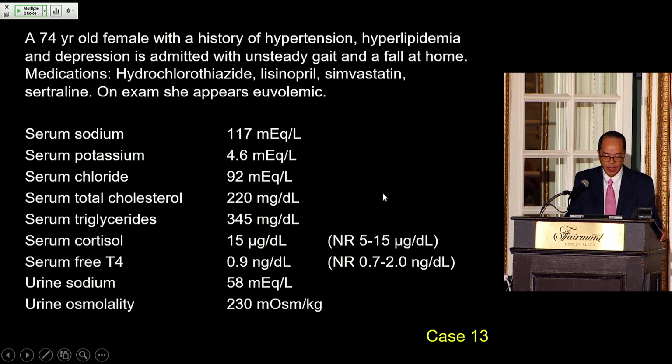Next case, a 74-year-old female with a history of hypertension, hyperlipidemia, and depression is admitted with unsteady gait and fall at home. These are her meds. She's euvolemic. Sodium is 117. These are some of her labs that you can look at for a second. Urine sodium is 58, urine osmolality is 230.